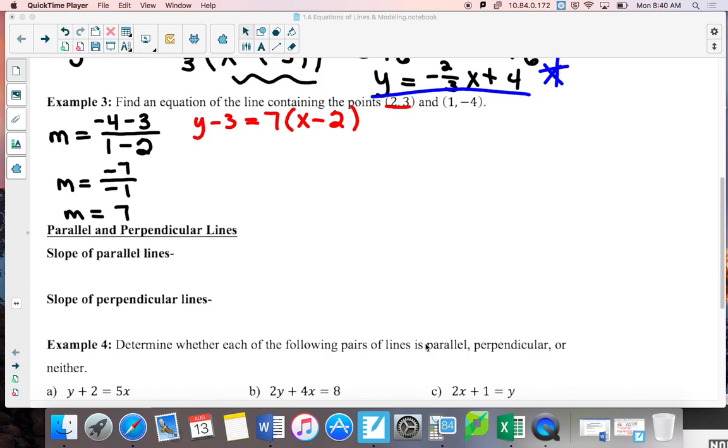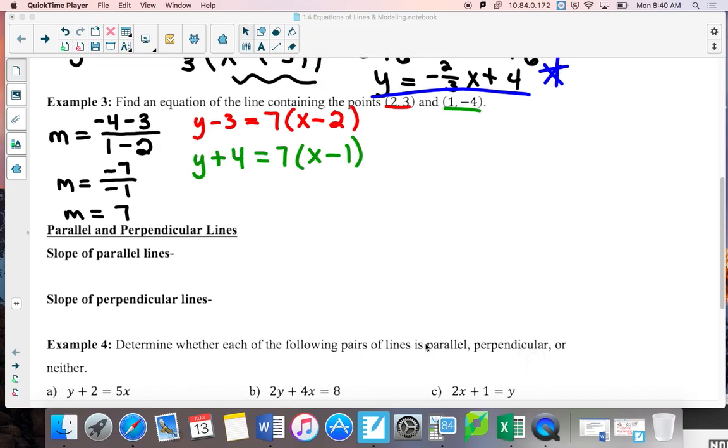Let's say, though, that you wanted to use that other point. Then your answer would look like y plus 4, that would be minus a negative, changing that to a plus, equals 7 times x minus 1. That is a correct, fully acceptable answer.